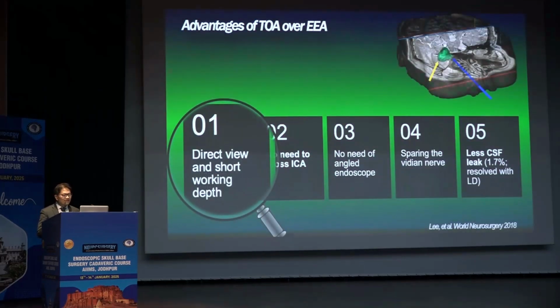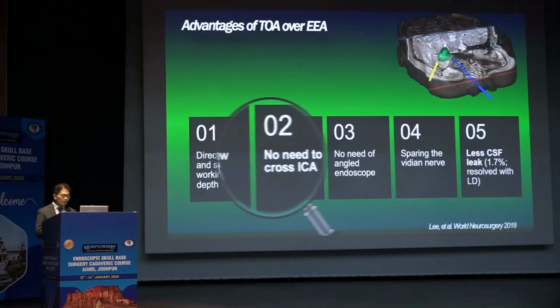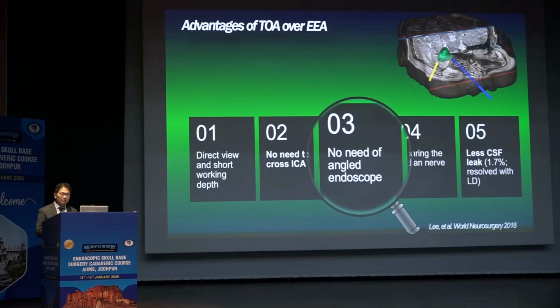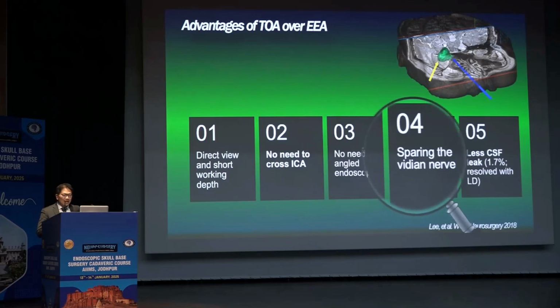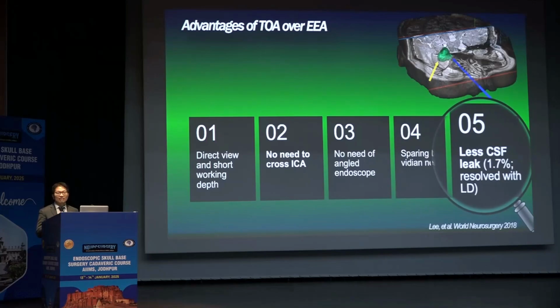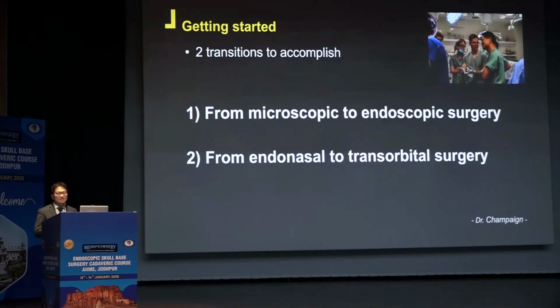The basic concept, the advantage of transorbital surgeries compared to the endonasal approaches, is that it can provide a more direct view and shorter working depth, sometimes depending on the location of the tumor. And we don't need to cross the carotid artery. We don't need the angled endoscope. Sometimes we need the angled endoscope to access the posterior cranial fossa lesions. And also we can spare the vidian nerve. And above all, the CSF leak is very, very minimal. Maybe 1.7%, only limited to the meningioma cases. The other cases, we don't have any experience of CSF leaks.